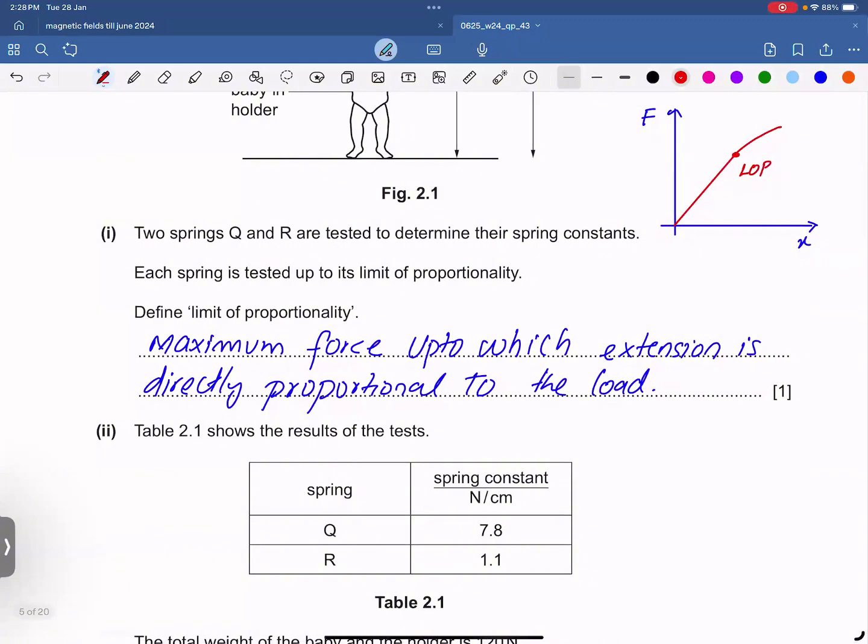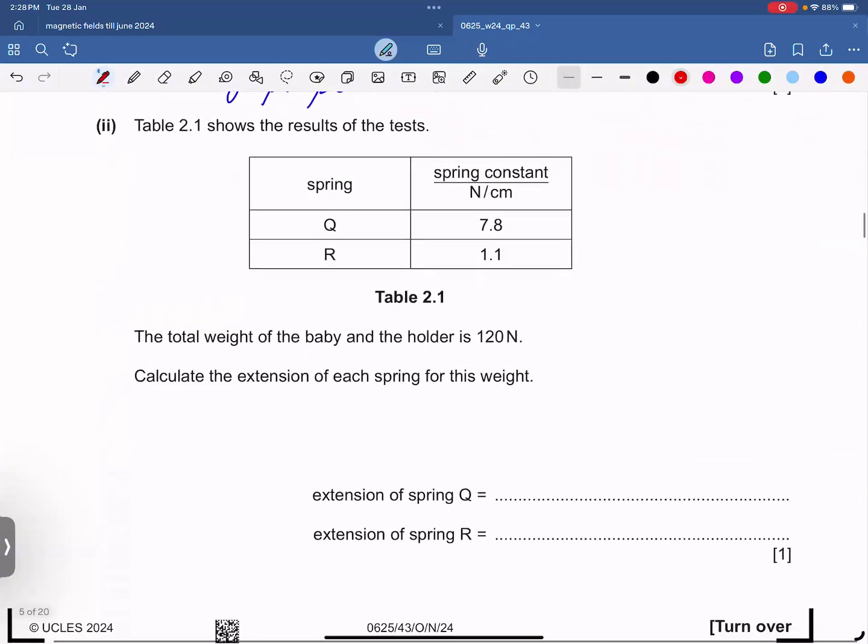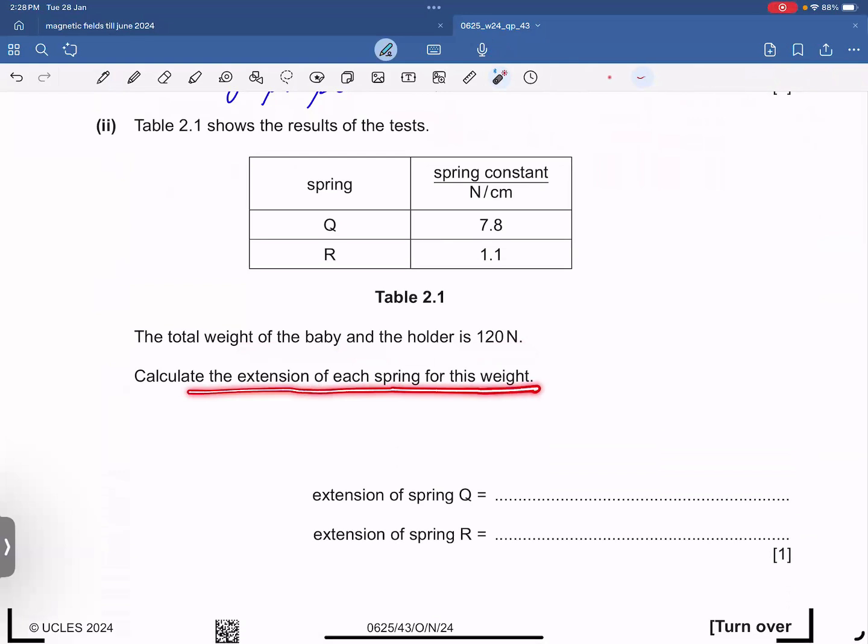We go to the next part too. So you have two springs, spring Q and spring R. The total weight of the baby and the holder is 120 Newton. Calculate the extension of each spring for this weight.